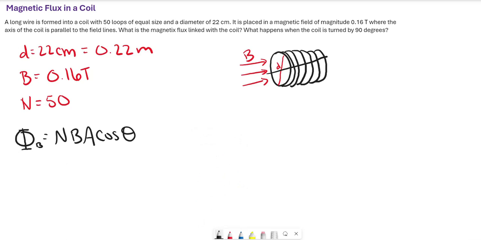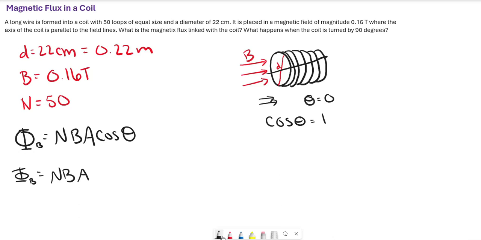So this axis coming out of the surface is parallel with the field lines. And in that case, if you have two lines that are parallel, the angle between them is going to be 0, and the cosine of 0 is going to equal 1. So for us, our flux is going to be n times b times a times 1. So it's just nb times a in this case.